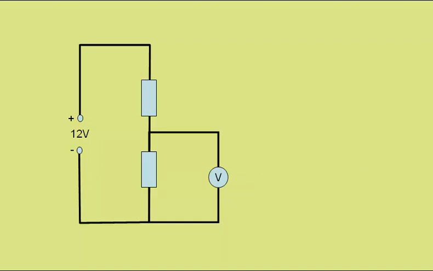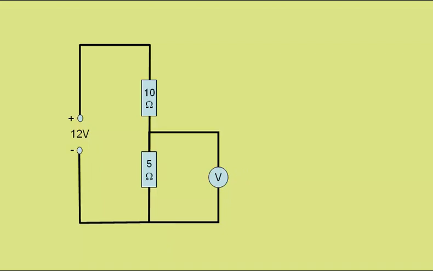Changing the resistors again to a 5 ohm resistor at the top and the voltmeter reading across a 10 ohm resistor, this part of the circuit now has twice the resistance of this part. So it will take twice as much of the potential difference as this, and that will lead to a voltmeter reading of 8 volts, as there will now be 4 volts across the 5 ohm resistor, leaving 8 volts across the 10 ohm resistor.